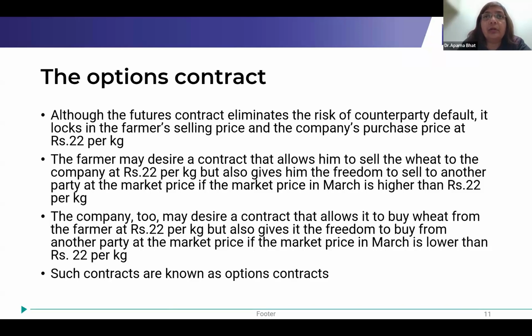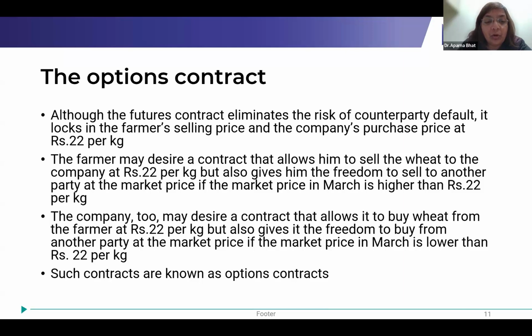So the farmer cannot escape that. Okay, so what if the farmer wants the freedom to sell his wheat at a higher price than 22 rupees? And what if the company too wants a freedom? The company has promised to buy it from the farmer at 22, but let's say the company comes across another farmer who's ready to sell the same wheat at 20. So the company also wants the freedom to be able to buy the wheat for a lower price than 22. So how is this possible?